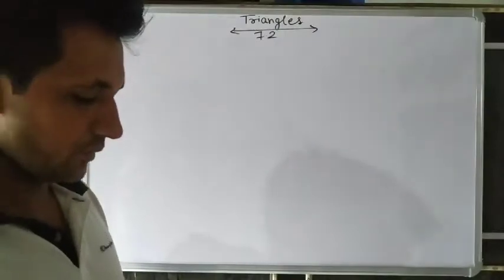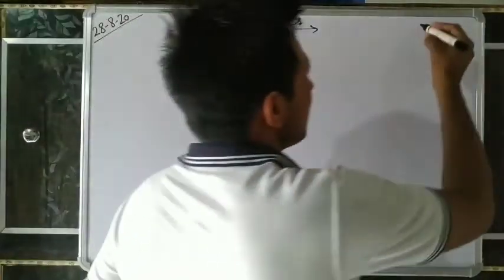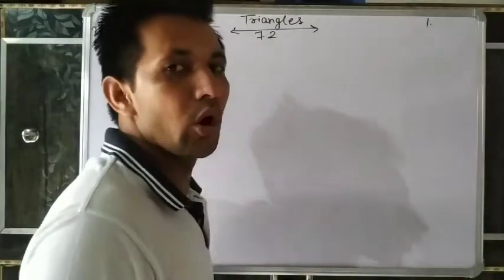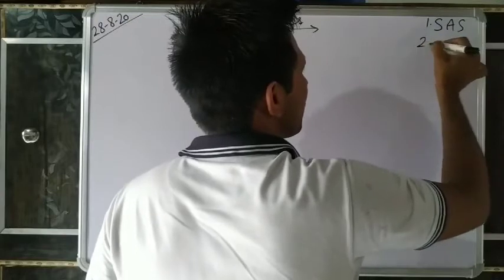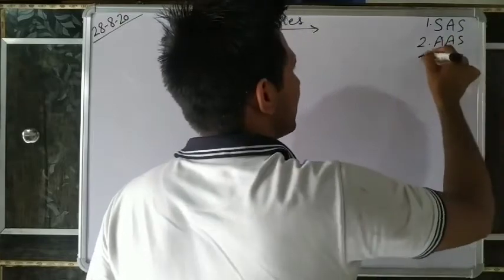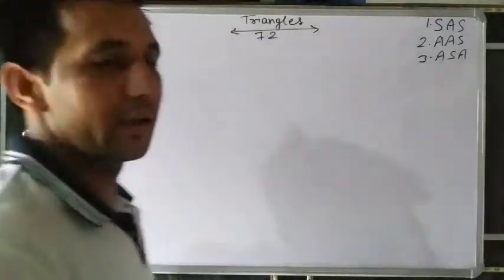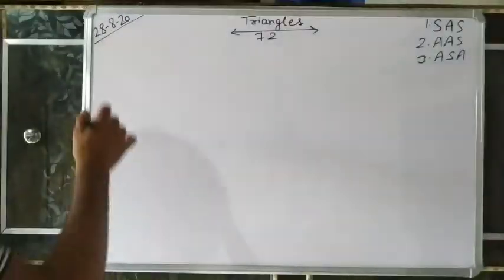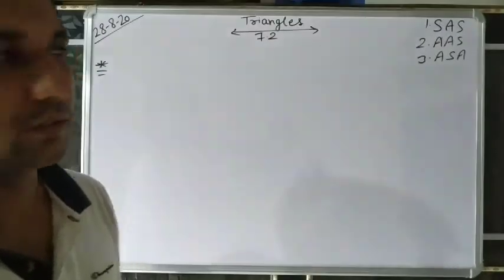Yesterday we discussed some important properties of congruent triangles. Under what condition will we say two triangles are congruent? If in two triangles, side-angle-side is equal; next is angle-side-angle, and the third property is side-side-side. Today we will discuss some important points, and after this we will start our exercise.